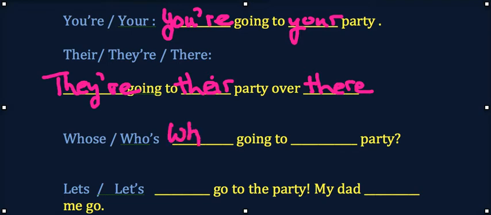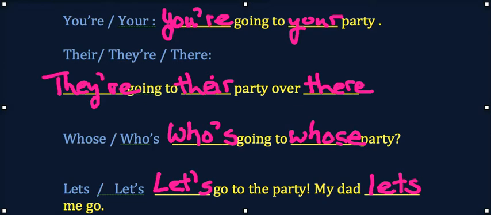Who is going? Who's going. To the possession? Whose party? Who owns this party? Who is having the party? And finally, let us, getting rid of that u, let's go to the party. My dad lets us go.